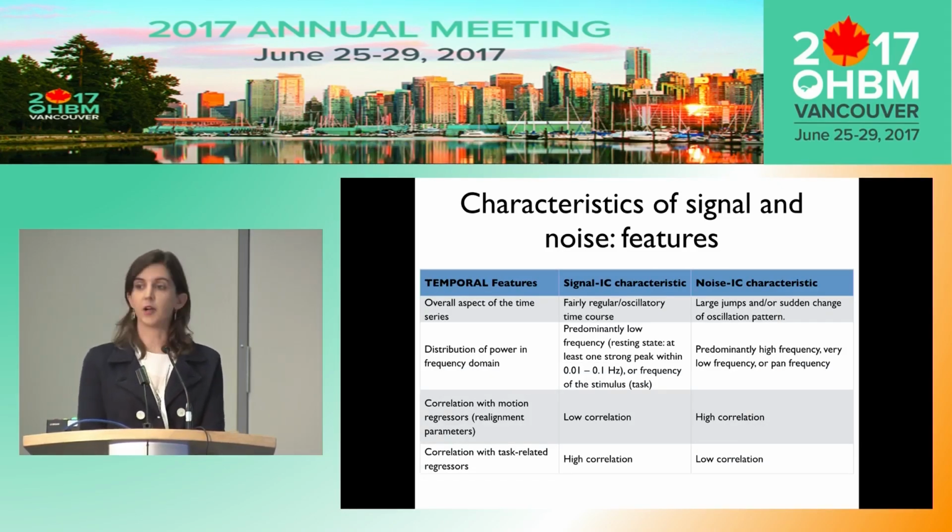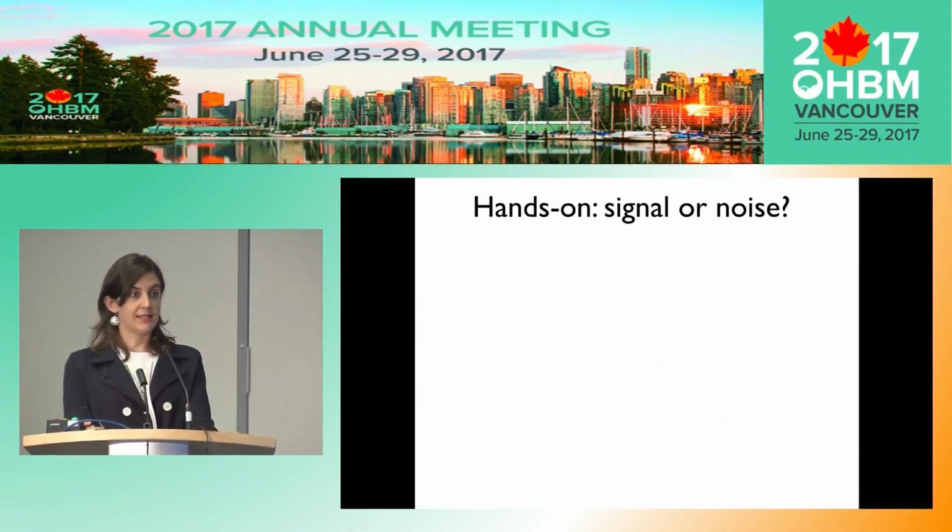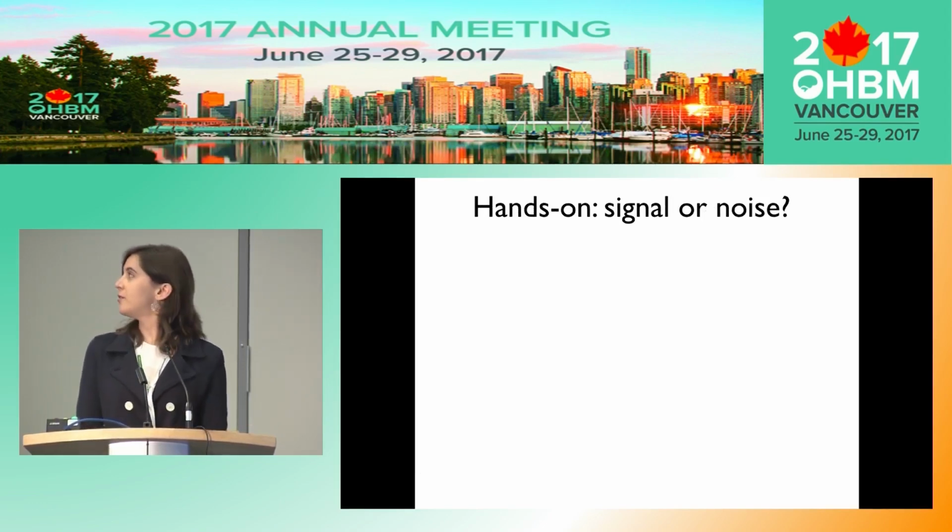Regarding the temporal features, a signal component will have a fairly regular oscillatory time course, and if we are talking about task fMRI, some of them will be correlated with our task, while noise components will probably have large jumps. Regarding the power spectrum, usually most of the signal is located at the lower frequency, while we might have more high-frequency noise. And also, noise components related to motion will probably correlate with our realignment parameters. So that's all nice and easy. Let's put everything in practice.